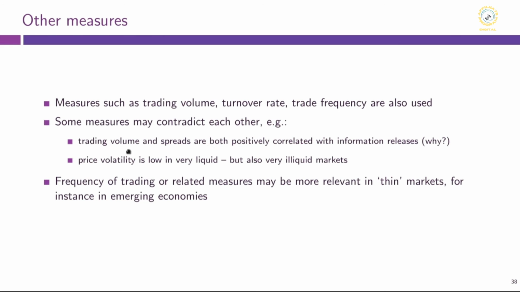For example, trading volume and spreads are both positively correlated with information releases. So whenever a firm, for example, issues its earnings report, the spread for its stocks increases, indicating that its stocks became less liquid at that time. But trading volumes typically increase soon after these earnings announcements, which would suggest that liquidity has increased if you use trading volume as your liquidity measure. So here your conclusion about the liquidity of the market would depend on which measure you're using.